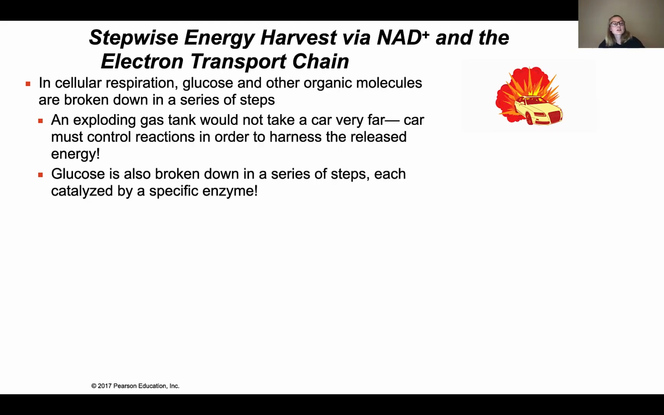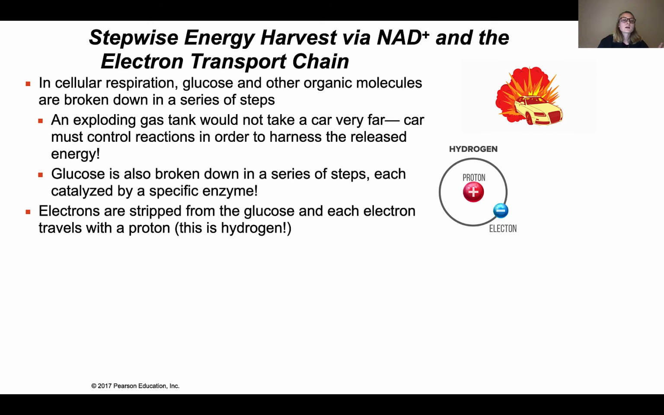So just like your car can't harness all of the energy from the gas tank at once, your body and other organisms' bodies are not able to harness all of the energy from the breakdown of glucose at once. So glucose is broken down in a series of steps, and each of these steps is catalyzed by a specific enzyme. This enzyme is going to strip away electrons from glucose, and each of those electrons is going to travel with a proton. A proton plus an electron, that's hydrogen.